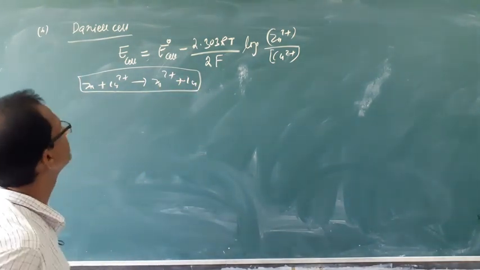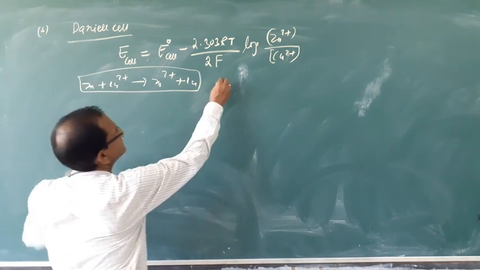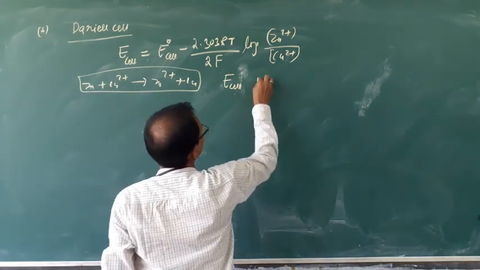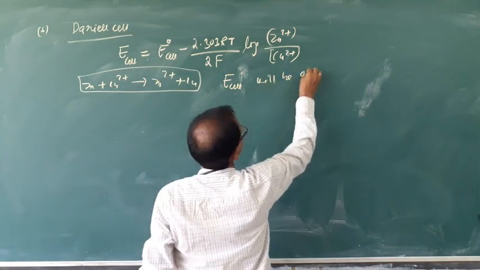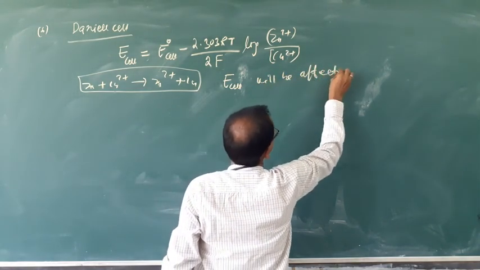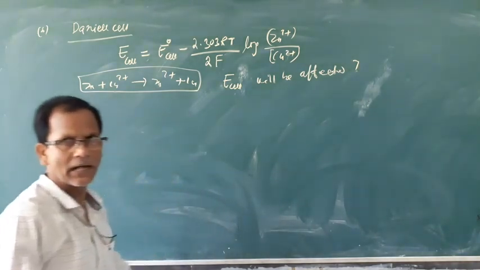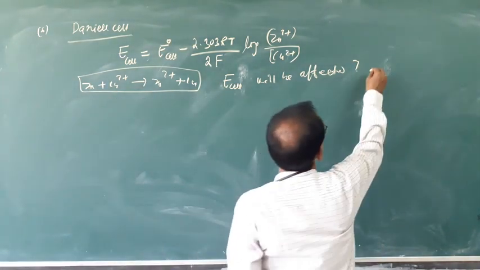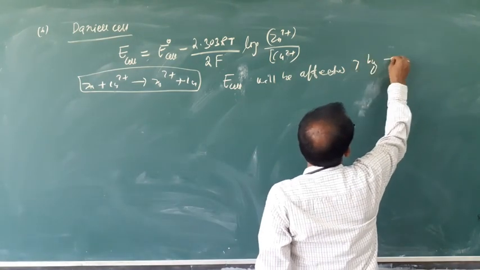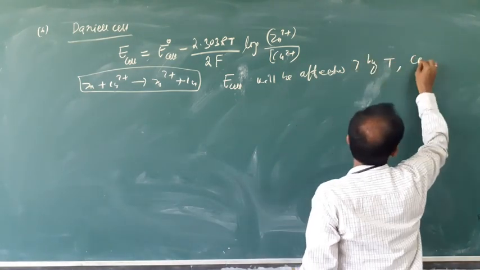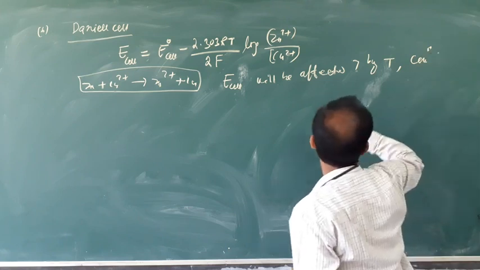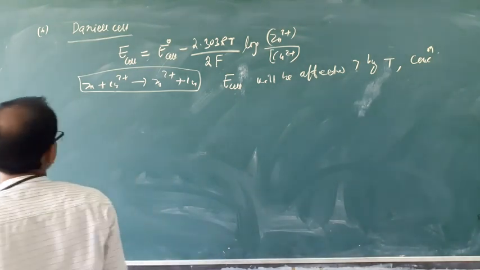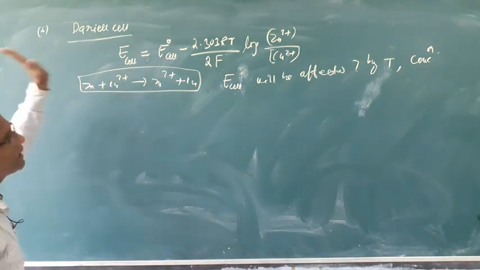The question is, how will this E cell be affected? How will it be changed by changing temperature and concentration? By changing concentration and temperature, how will E cell be affected?